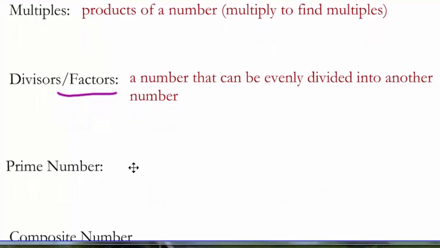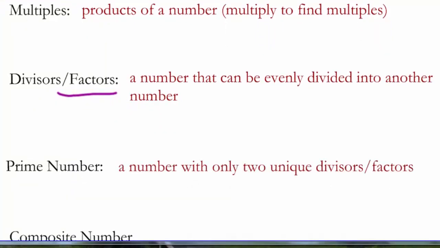Next, we have a prime number. A prime number is a number with only two unique divisors or factors. So a number like 2 is prime because the factors of 2 are 1 and 2. A number like 7 is prime because the factors of 7 are 1 and 7. And a number like 23, another example of a prime number. The only numbers that evenly divide into 23 are 1 and 23.